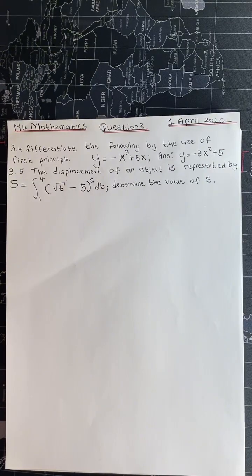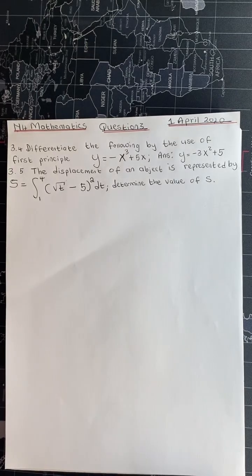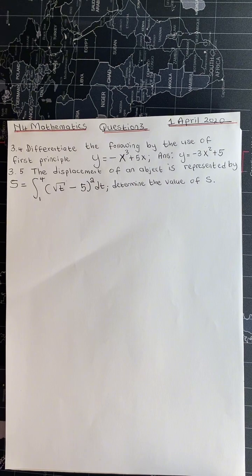Question 3.4 states to differentiate the following by the use of first principle. So you guys will be differentiating y is equal to negative x cubed plus 5x from first principle, and the answer will be dy over dx equal to negative 3x squared plus 5. So question 3.5, the displacement of an object is represented by s is equal to the integral of the square root of t minus 5, all squared, dt.